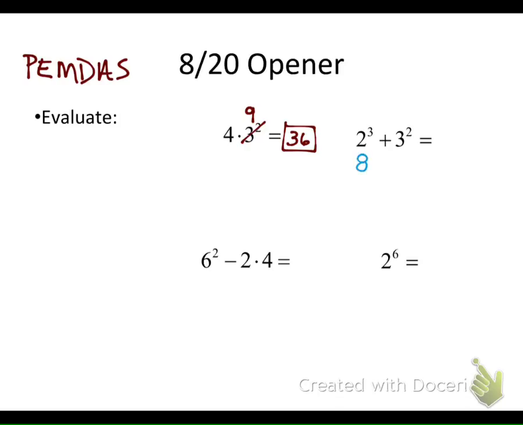And then what's the next part I'm going to do? The same thing, but instead it's going to be 3 to the second power. What's 3 to the second power? It's going to be 3 times 3, which will be? 9. And what operation sign do I put between my 8 and 9 here? Plus. And then what do I do?